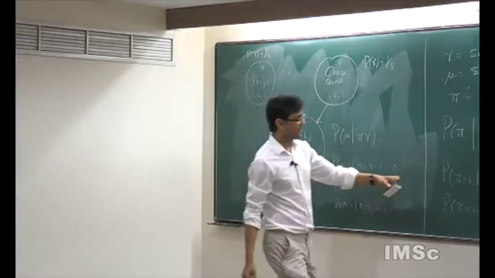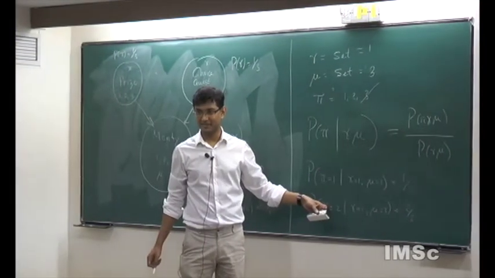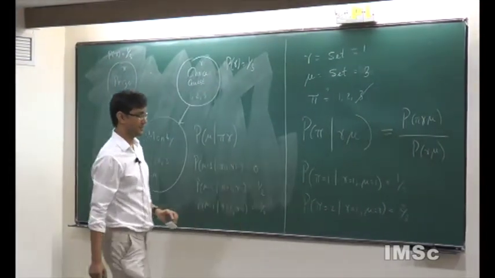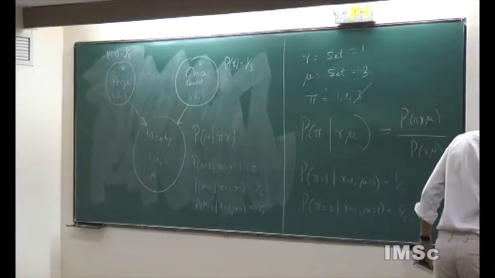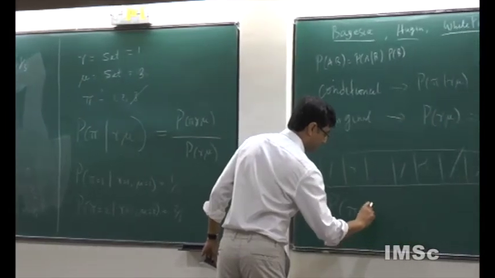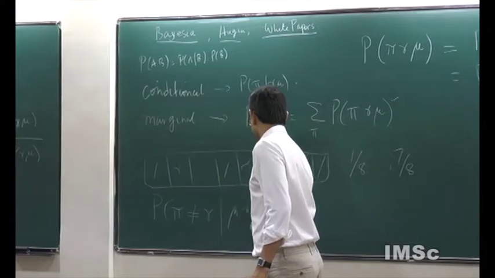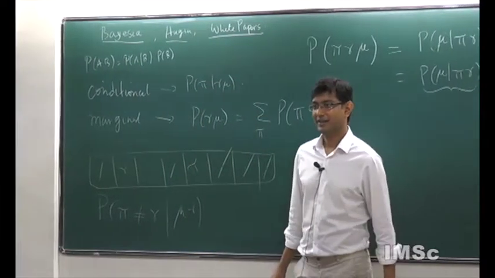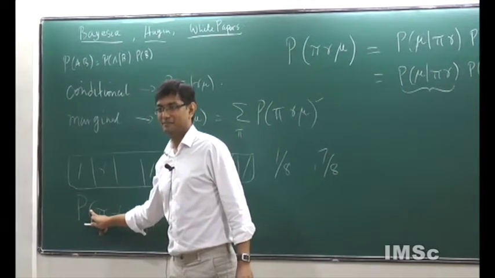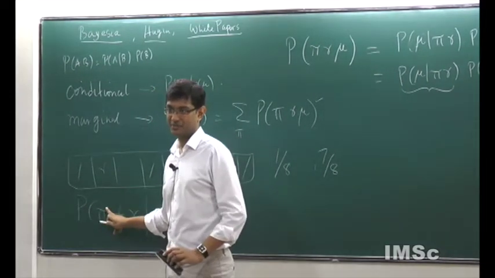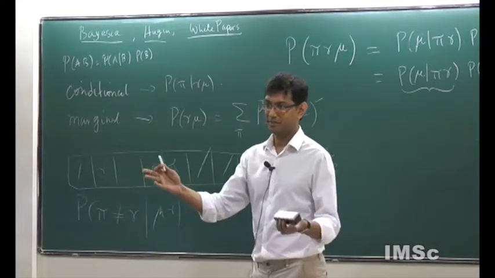You can think of all of these things, even this, as a classifier, okay? If I frame the question in a different way, if I frame the question as, tell me what is the probability of pi not equal to gamma given mu and gamma, okay? So this is telling me, is the prize in the glass I chose or is it not in the glass I chose, okay? So this is a binary classifier for my problem at hand.